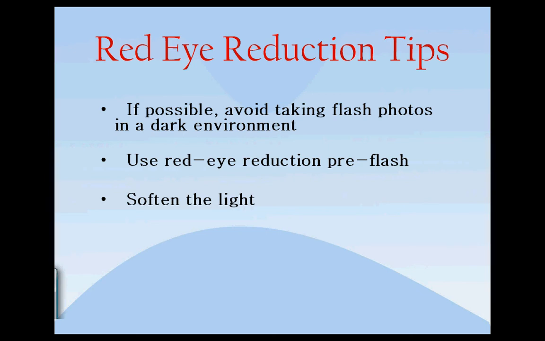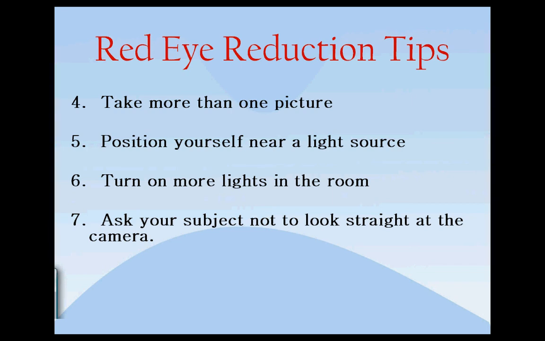Soften the light. Put a piece of tissue paper over the flash to diffuse its brightness. Some photography shops sell flash diffusers. Use this method only on subjects that are close because it reduces your flash range. Take more than one picture. The first picture will cause the eyes of the subject to contract.